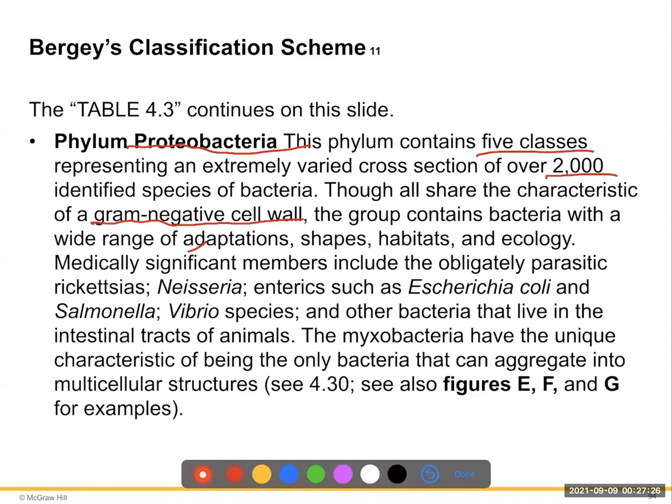Medically significant members include the ones that cause the parasitic rickettsiosis. E. coli, Neisseria, Salmonella, the Vibrio species of it. Bacteria that live in the intestinal tract of animals. Myxobacteria have the unique characteristic of being the only bacteria that can aggregate into multicellular structures. So bacteria can form multicellular structures. This is Myxobacteria.